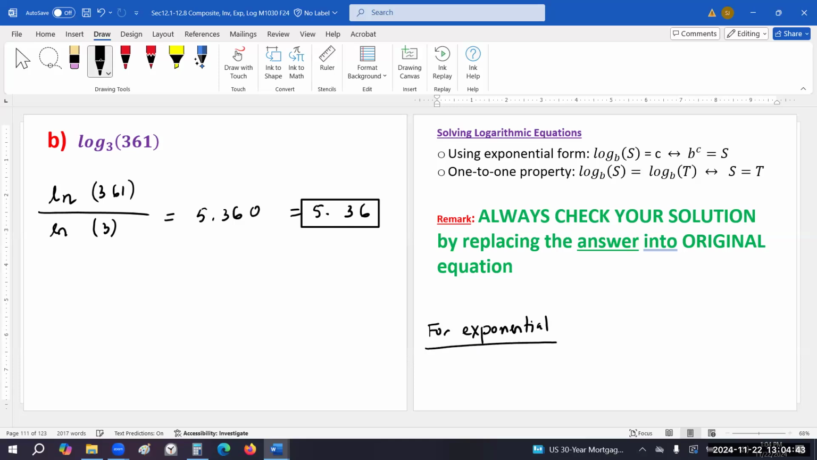For exponentials, we had a rule that if you have b to the x equals b to the y, as long as the bases are the same, we can cancel them. Do you remember the rule? And then we set the powers equal to one another and solve for x. Same is true for logs. If you have only a single log on one side and another single log on the other side of the equal sign, you can cancel the log, set the arguments equal to one another, and solve for x.